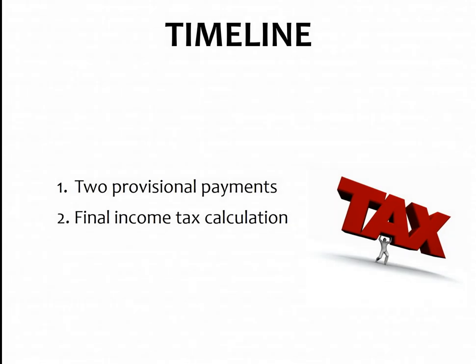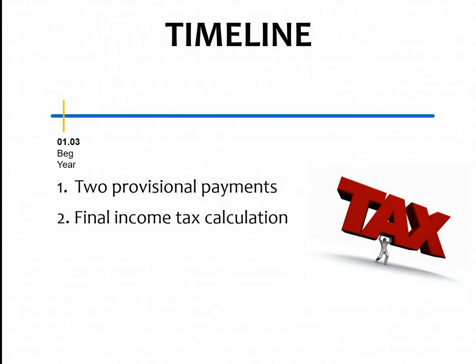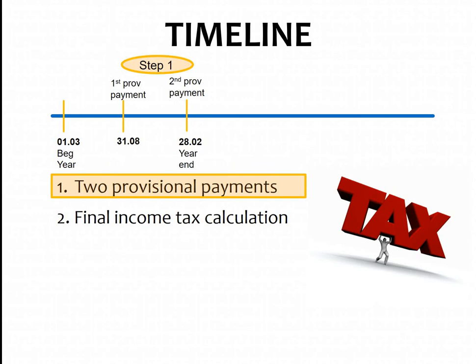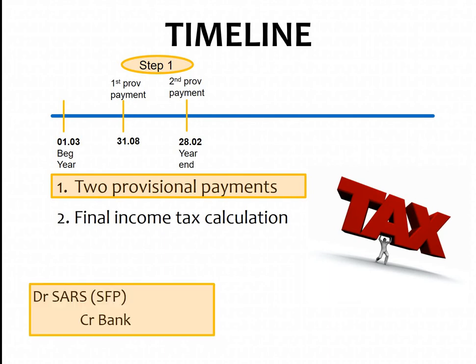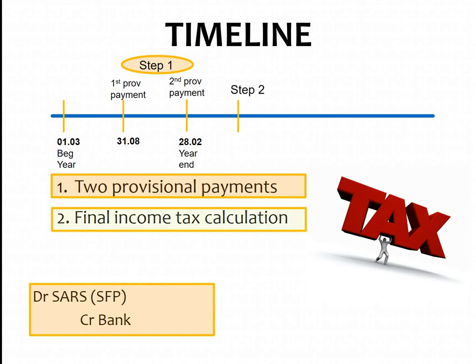Let's look at the timeline. The first 2 take place in your current year, like we said. 2 payments take place on the 31st of August and the 28th of February. And the journal, as you'll recall, is debit SARS, credit bank. You're paying out cash, so bank decreases, debit SARS.